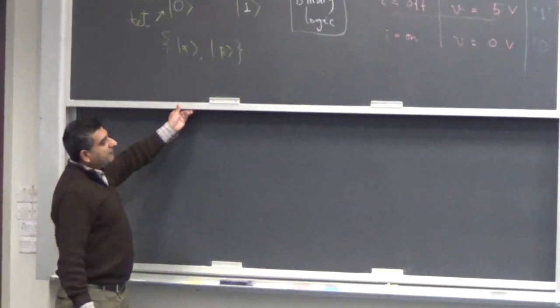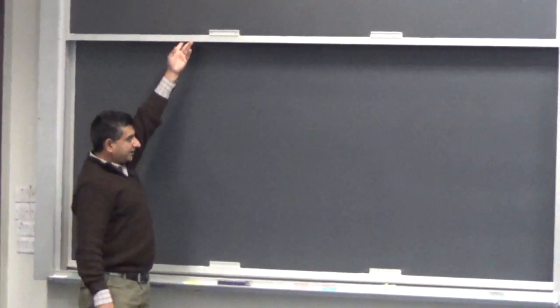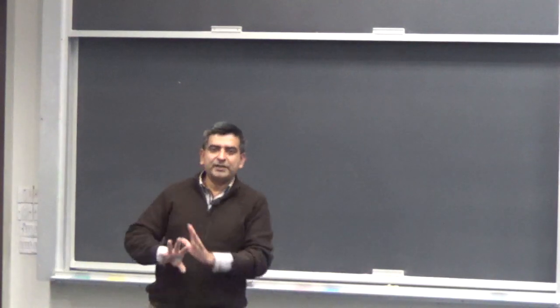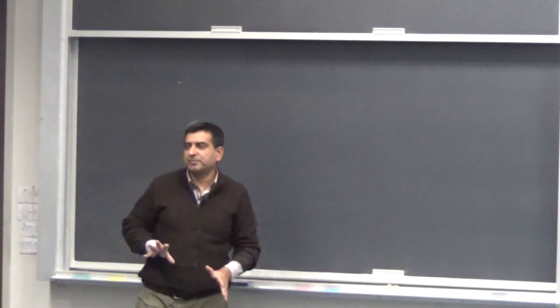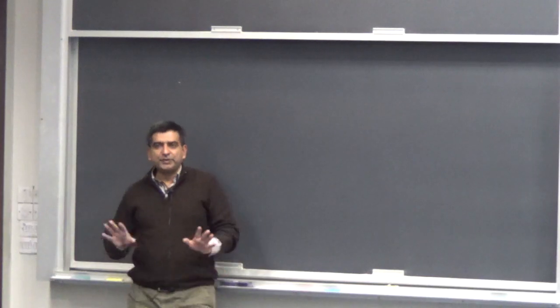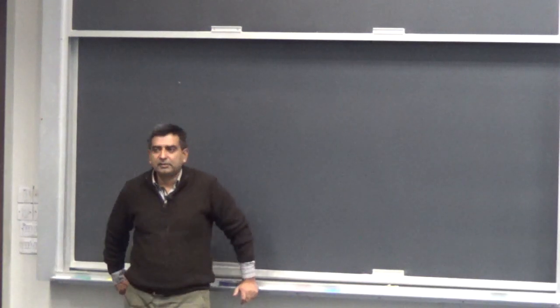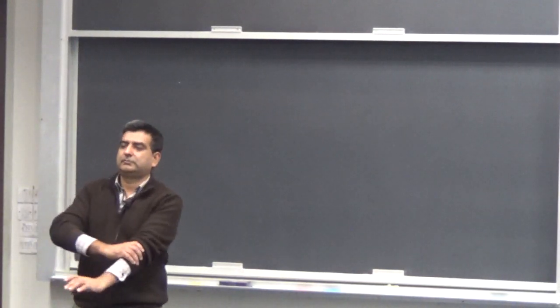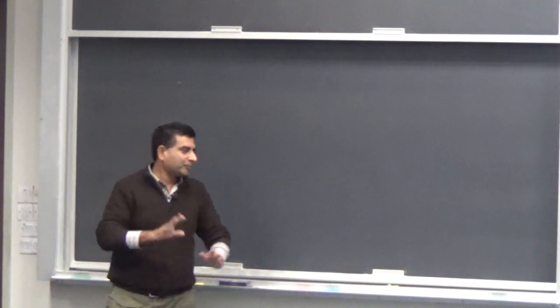So now let me give you some examples of objects which are quantum and can exist in these two mutually distinguishable states. Any questions up to this point? Yes. Sir, how does a quantum transistor look like? It could be tiny. So we're going to talk more about this in a minute.